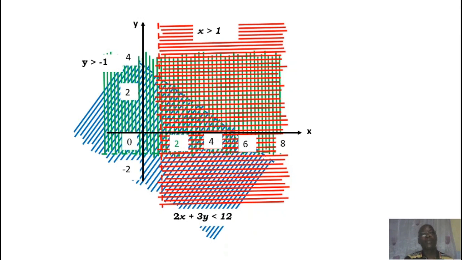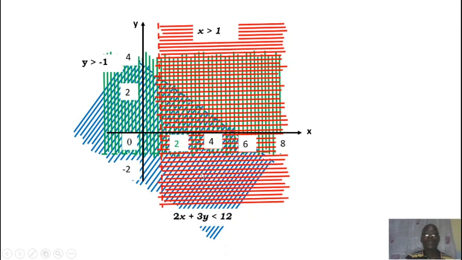You can see the shading in red is talking about x greater than 1. So you can see at the center of 0 and 2, we have 1. x greater than 1. The shading in green shows y greater than minus 1. And the shading in blue is talking about 2x plus 3y less than 12.